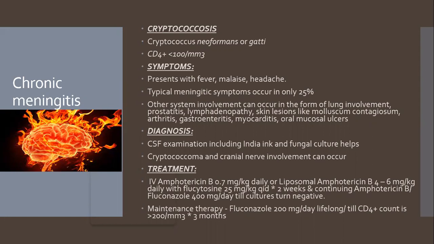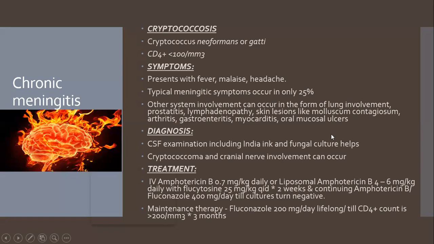It is so simple. So what organism causes it? Cryptococcus neoformans or Cryptococcus gattii. CD4 is less than 100 usually. I told you, late in the course of the opportunistic infection timeline only the CNS is affected. So Cryptococcus is a very late infection. It's a very severe infection. Symptoms I told you: fever, malaise, headache. Meningitic symptoms are not very common in chronic meningitis. Typical meningitic symptoms like neck rigidity occur only in 25%. Other symptoms can occur like lung infection, prostatitis, lymphadenopathy, molluscum contagiosum, etc.